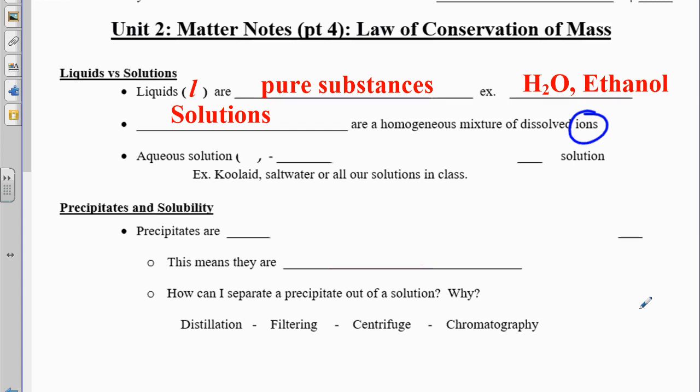Now, more often than not, you make solutions in water. If they are in water, you say an aqueous solution, and the little symbol is AQ for aqueous. An aqueous solution is simply a water-based solution. Most of the solutions we deal with in this class are aqueous because they're made in water. You can have oil-based or alcohol-based solutions, but for the most part, all of our solutions are going to be water-based. AQ, you got it.